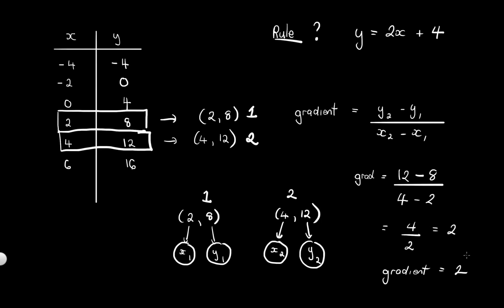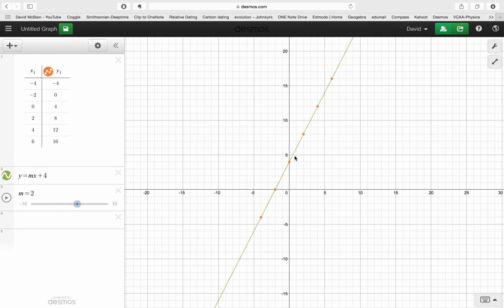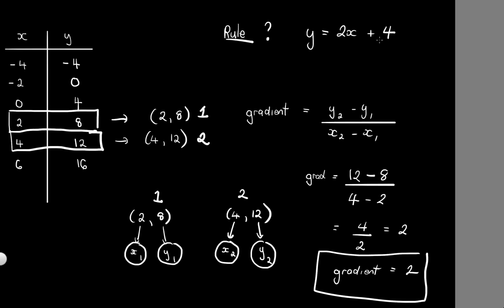So you can actually work out the gradient using a table of values, and you don't need to use Desmos. All you need to do is choose 2 points in the table, use this little method to work out the gradient, plot the points on a set of axes, and where it crosses the y-axis, that's your y-intercept, and that's all we need to do to find the rule. First we worked out the y-intercept was 4, and then by using this method we worked out the gradient was 2, and so we know the rule is y equals 2x plus 4.